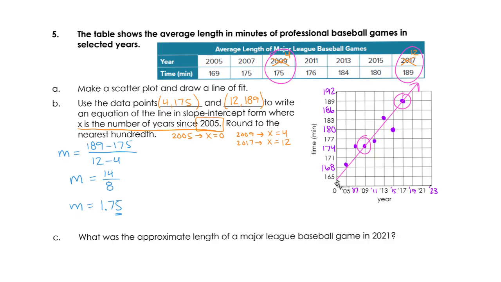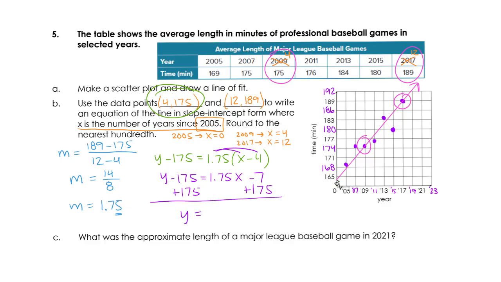So there's our slope, and then picking one of the 2 points, it doesn't matter which one we pick, I'll go with this one. So we have point-slope form: y minus 175 equals 1.75 times x minus 4. From here we would distribute, so we're just converting to slope-intercept form. So y minus 175 equals 1.75x, and 1.75 times negative 4 is negative 7. Then if we add 175 to both sides, y equals 1.75x plus 168 here.